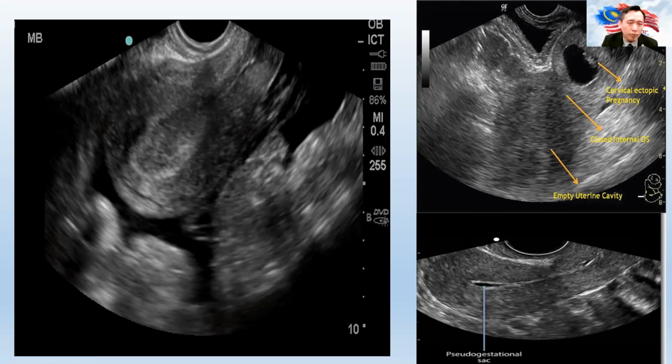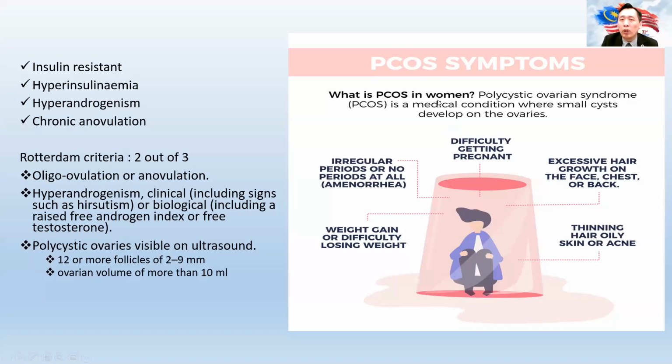So for polycystic ovarian syndrome, normally these are ladies with weight gain, irregular menses, and problems trying to get pregnant. With excessive androgen, they get acne and hirsutism. Sometimes they have hair over the chest and over the limbs. Normally it is an interplay between insulin resistance, hyperinsulinemia, hyperandrogenism, and chronic anovulation.